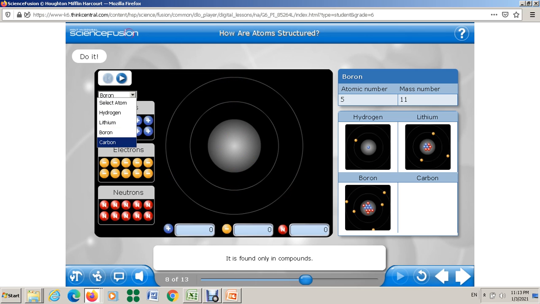I'll build another atom, which is carbon. Carbon, as you see here, has the atomic number 6 and the mass number 12. 12 minus 6, we will have 6 neutrons. So let's talk about the number of protons first. 6. Okay. What about the number of neutrons? The same number, which is 6.